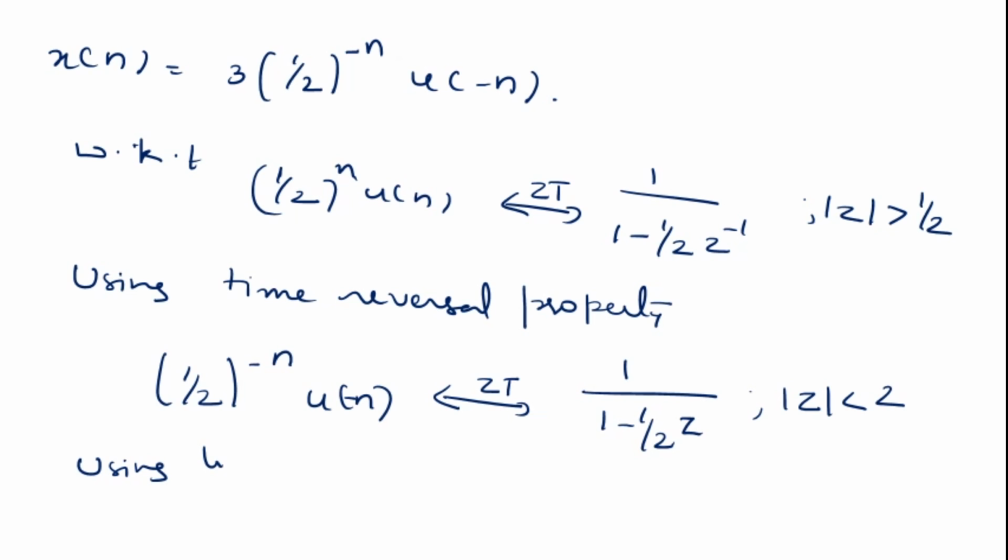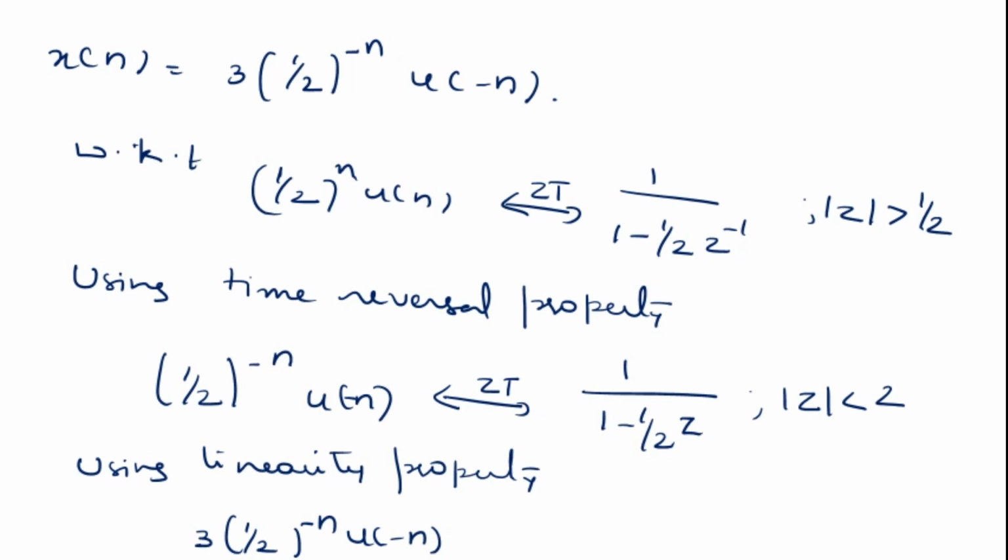and using linearity property, 3 into half to the power minus n into u of minus n, if we take the transform, we get 3 divided by 1 minus half z with mod z is less than 2.